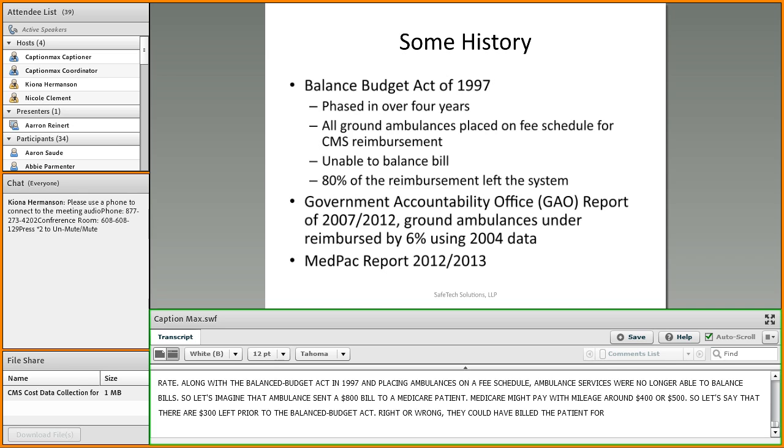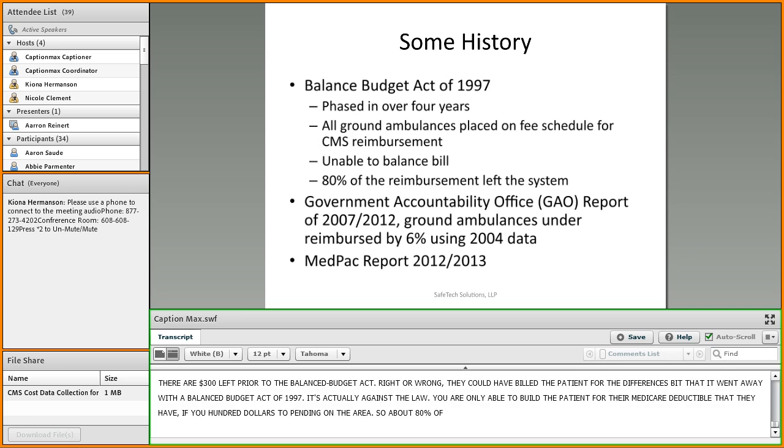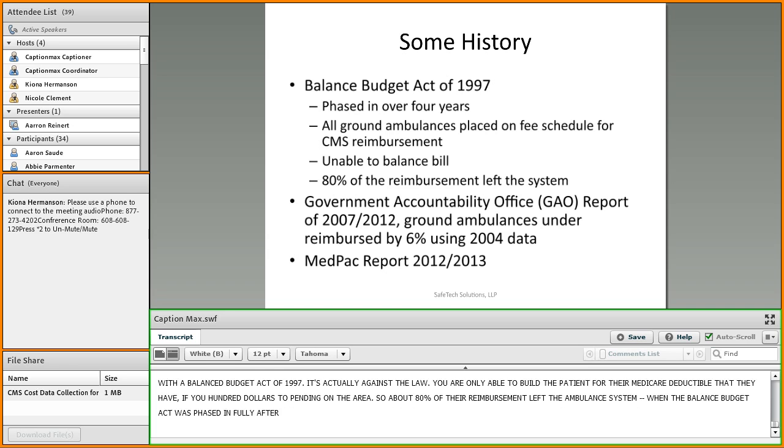Along with the Balanced Budget Act of 1997 and placing ambulances on a fee schedule, ambulance services no longer were able to balance bill. So let's imagine that an ambulance sent an $800 bill to a Medicare patient. Medicare might pay, with mileage, around $400 or $500, so let's say there's $300 left. Prior to the Balanced Budget Act, right or wrong, the ambulance service could bill the patient for the difference. That went away with the Balanced Budget Act in 1997.